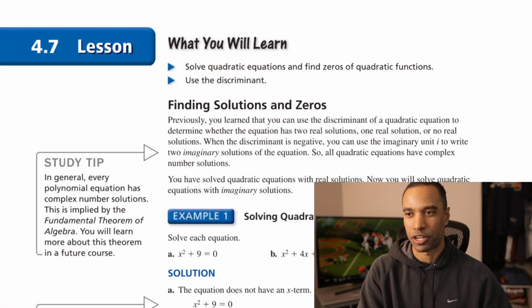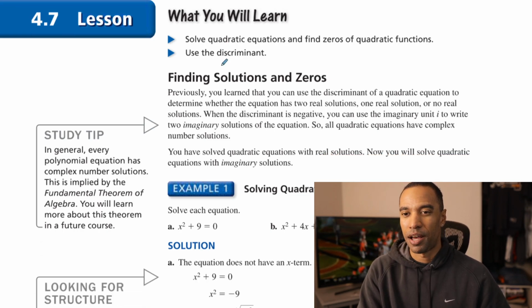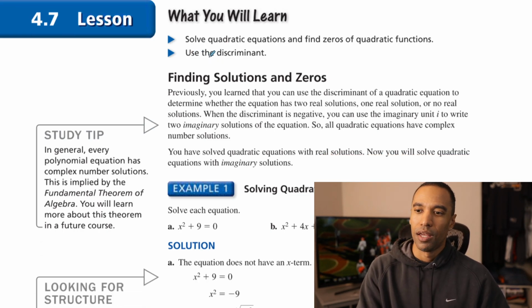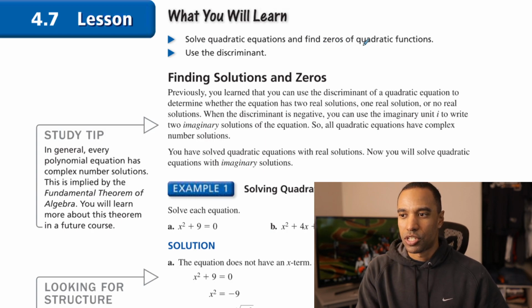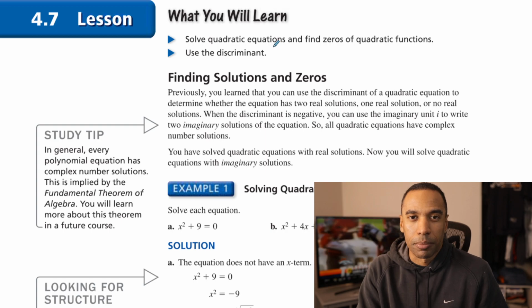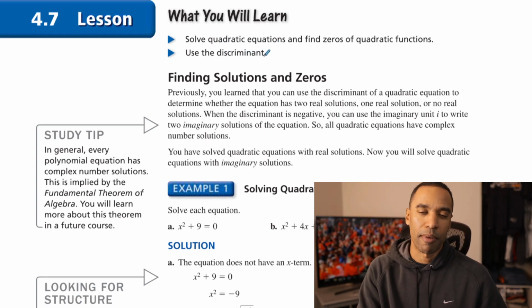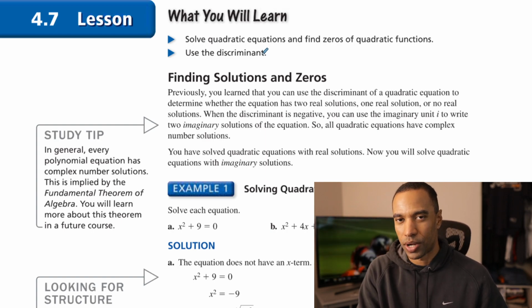Okay, let's go ahead and move forward and look at the lecture portion, see what they have to offer. I'll probably go pretty quickly through this stuff if there's not much new. We're going to solve quadratic equations and find zeros of quadratic functions. All that same stuff, only now I'm expecting a lot of complex solutions with imaginary numbers, and use the discriminant. That's the b squared minus 4ac portion of our quadratic formula.